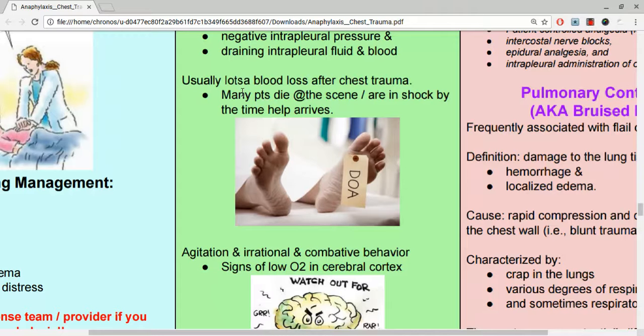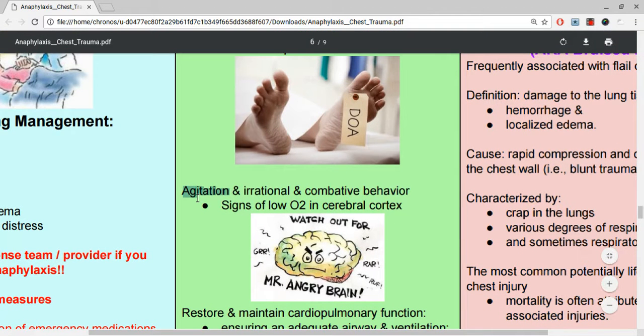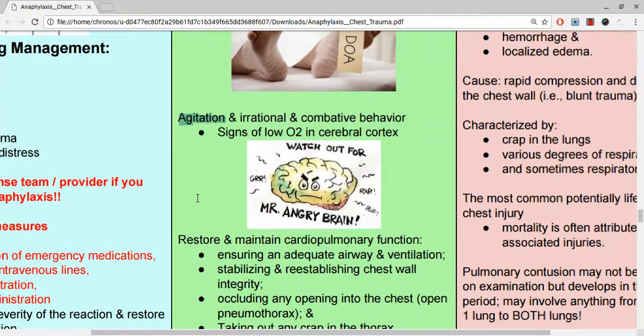Usually, there's lots of blood loss after a chest trauma, and many patients die at the scene or are in shock by the time that help arrives. So by the time the EMTs arrive, they could be already dead on arrival, which is why I put this picture, DOA. Agitation and irrational and combative behavior are signs of low O2 in the cerebral cortex, and I want you to remember this, because this is repeated over and over again in several of the other subcategories of chest traumas, and also in other conditions as well. Whenever you see agitation or irrational or combative behavior, that's usually a sign that O2 is low for the brain.